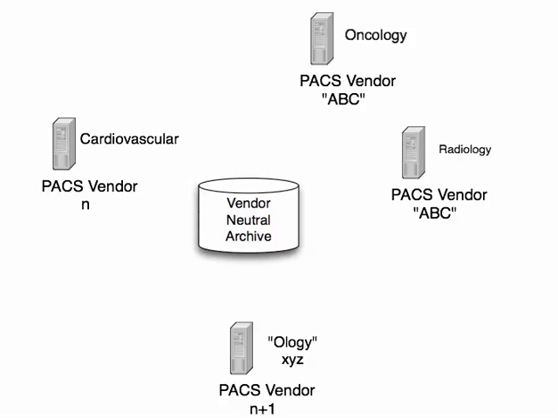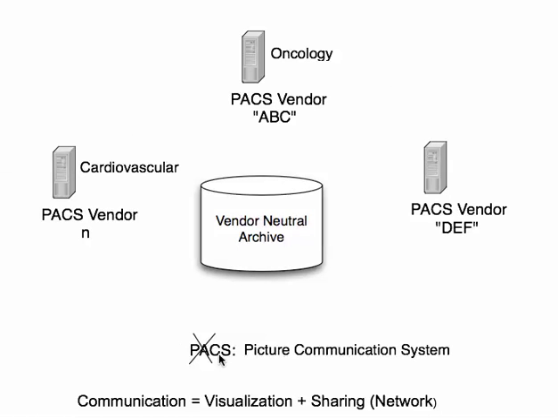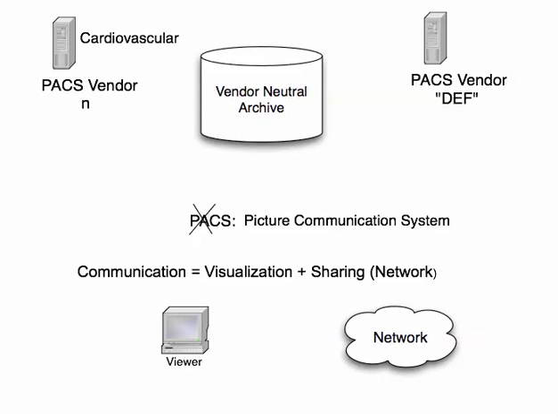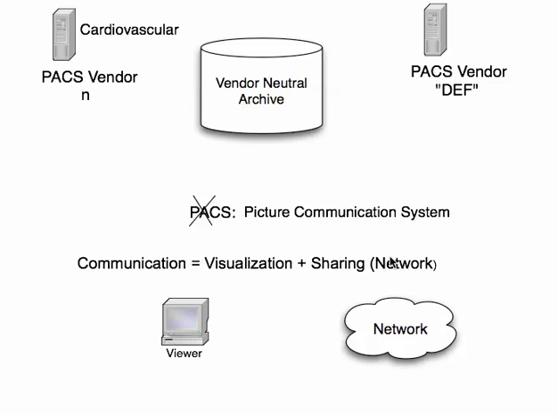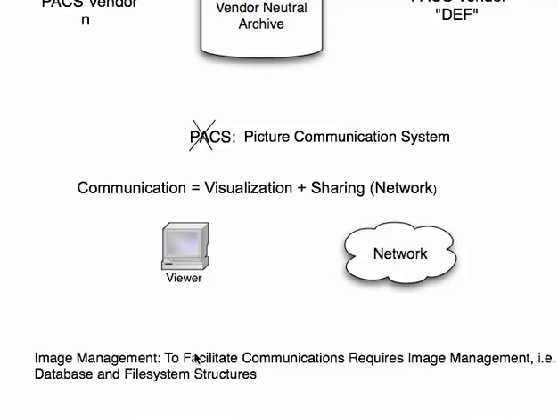Now let's look at the term PACS real quick. What is PACS without the A? It's a picture communication system. Well, what does that imply? To communicate in the world of technology implies a network. So in order to communicate and share data, you need a network. It also implies visualization, which is typically enterprise viewing technology.